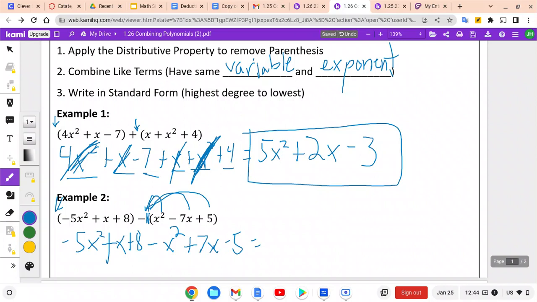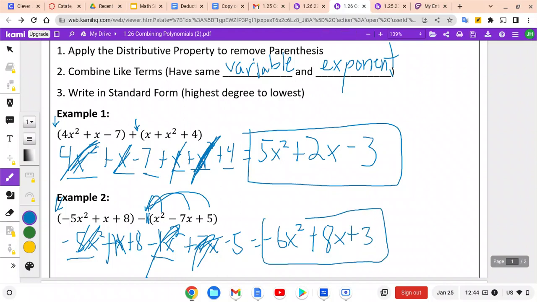All right, negative 5x squared minus x squared. So in the calculator, you put negative 5 minus invisible 1. It gives you negative 6x squared. Cross him out, cross him out. Then you have x plus 7x, so that's 8x. And then finally you have 8 minus 5, which is positive 3. And notice how it's written in standard form.